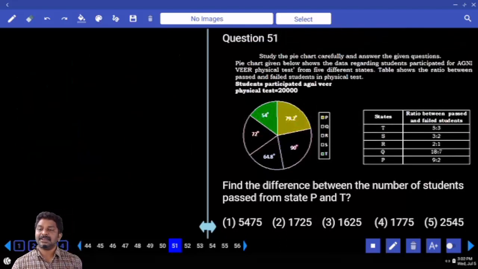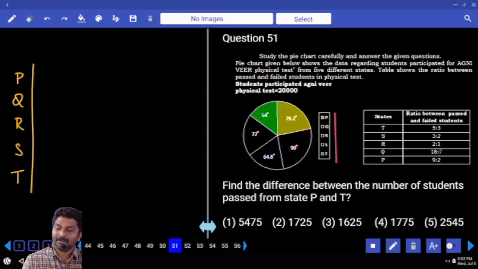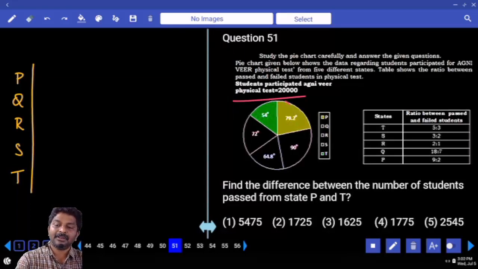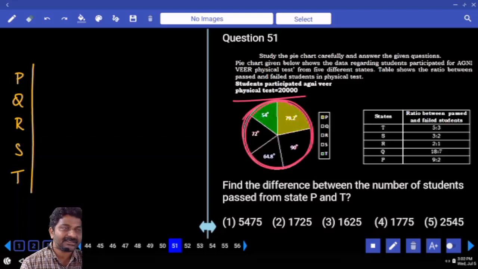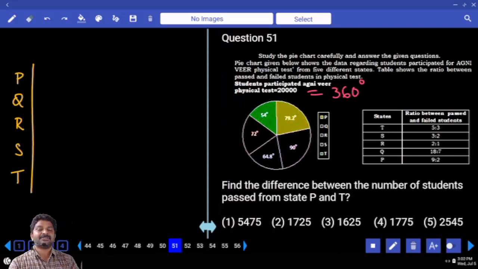Study the pie chart carefully. The pie chart given below shows the data regarding students participated for Agniveer physical test from 5 different states. The table shows the ratio between passed and failed students in the physical test. Okay. Now, P, Q, R, S, T. How much is the total value? 20,000, correct? But when you look at your pie chart, data is represented in degrees, so total degrees are 360. So this value is equal to 360 degrees only, which is 20,000, correct?